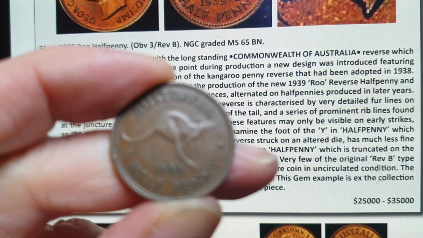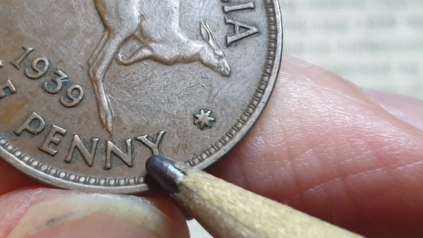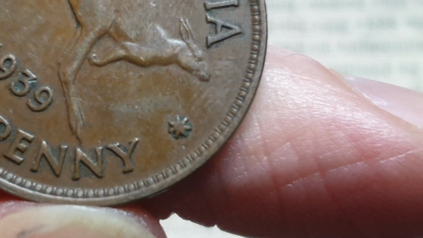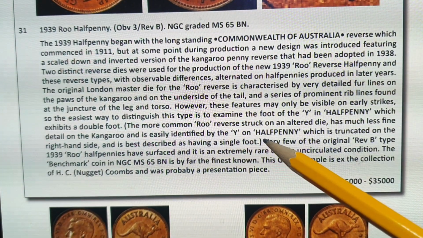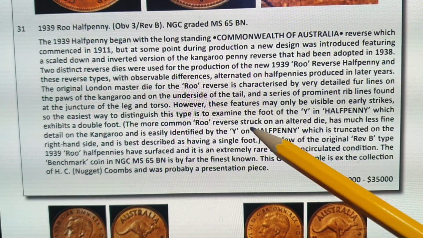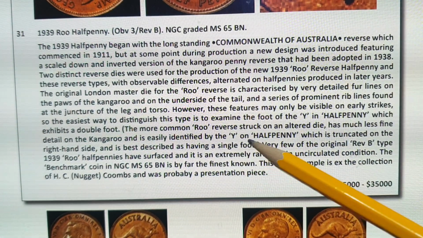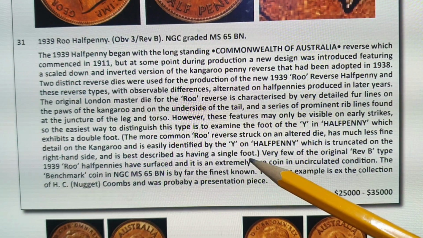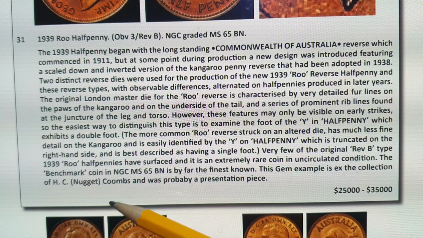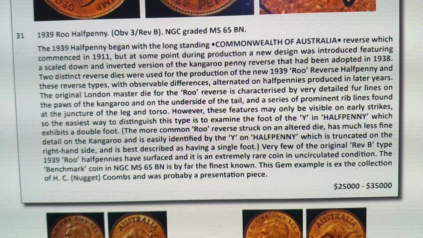So if we look at penny, you can see this as a single foot. It means it has a single projection on the bottom. And if we go back, the more common reverse struck is an alternate die which has less fine detail on the Kangaroo and is easily identified by the Y in halfpenny, which is truncated on the right side and is best described as having a single foot. So the coin I've got is the more common type. Very few original B type halfpennies have surfaced in this extremely rare condition. So, talking about double foot.